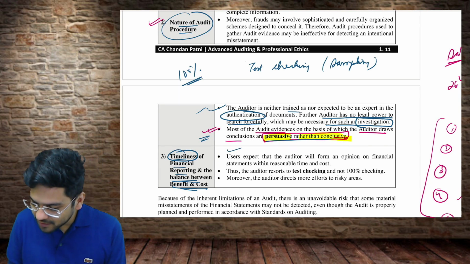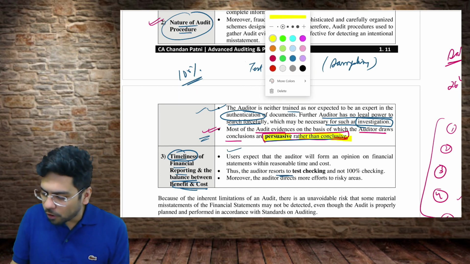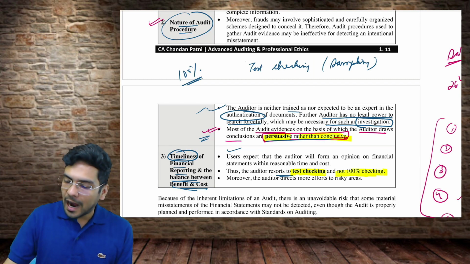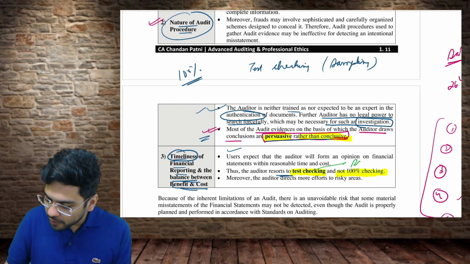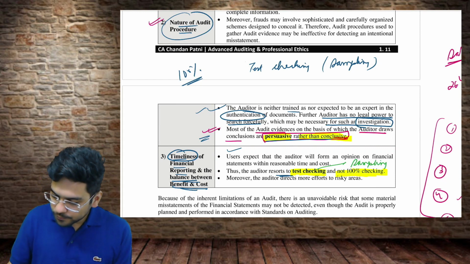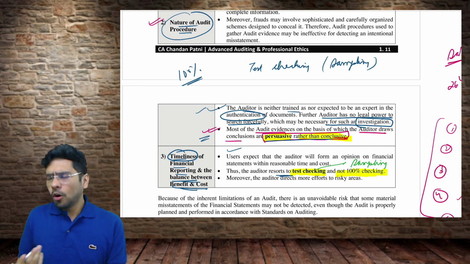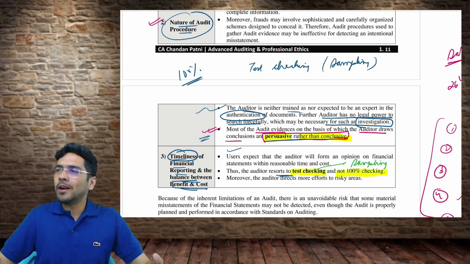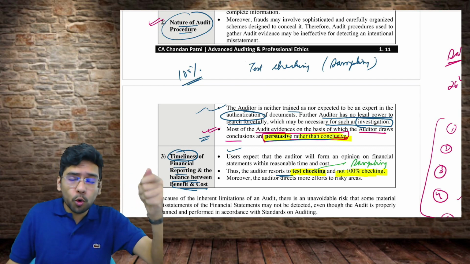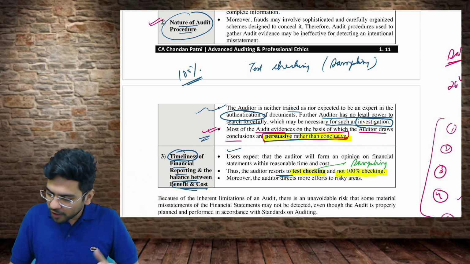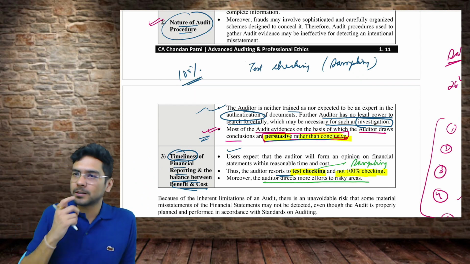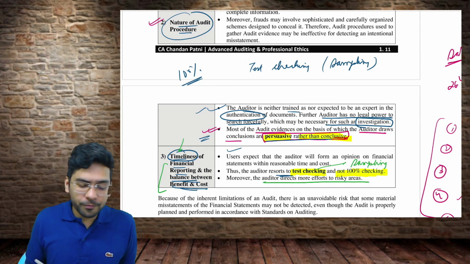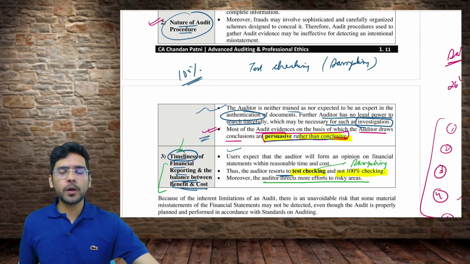So the point, it says auditor resorts to something called what? Test checking, and not 100% checking. This means the auditor will resort to sampling. And obviously he would devote his attention. Will he devote attention to all the areas equally, or will he be devoting his attention to those areas wherein there is more risk? Okay, so the auditor directs more efforts to which areas? Risky areas.